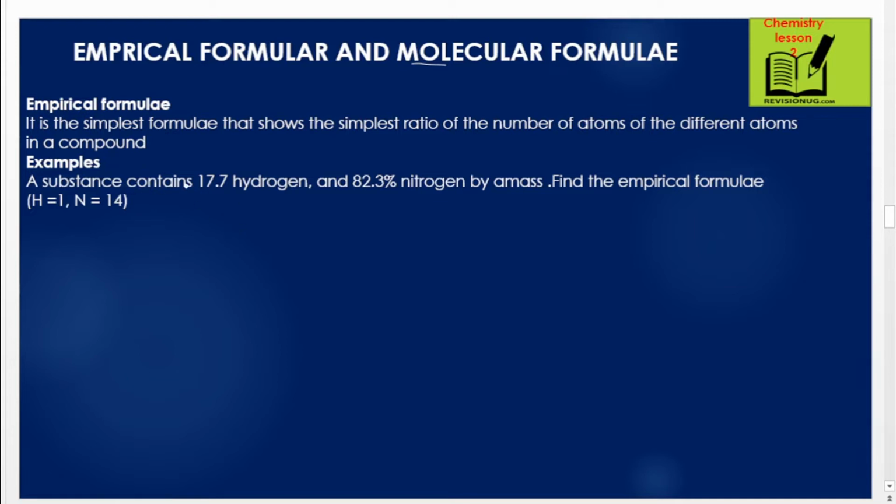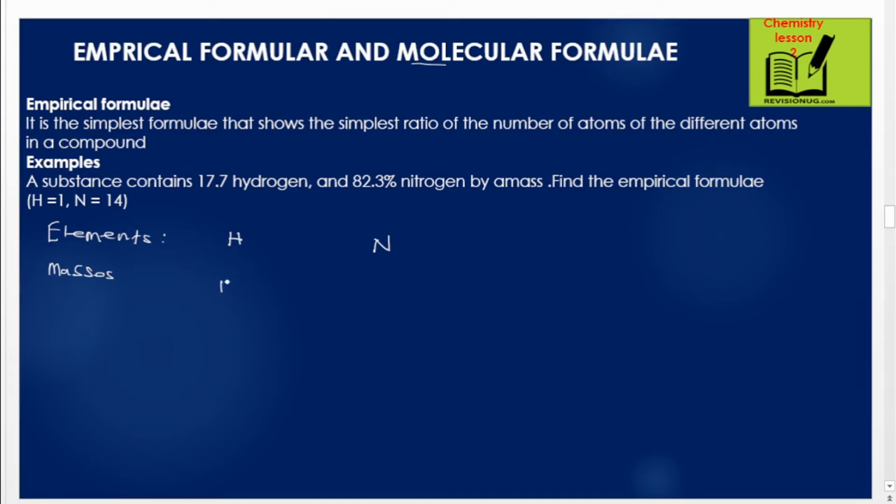Now when we are dealing with this, there are simple steps we are going to follow. 1, we start by identifying the elements, and please be organized. One of the elements is hydrogen, and we write just the symbol, and also we have nitrogen, the symbol. Then we have to write their masses. Sometimes they can give us mass in terms of percentages, sometimes in terms of masses in grams, but here there are percentages.